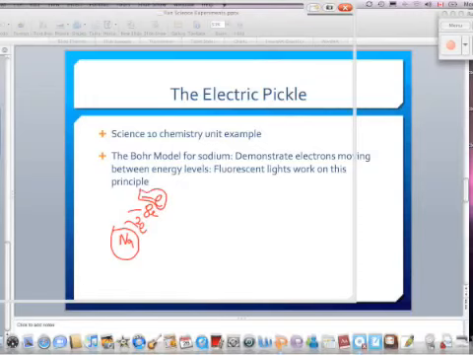he gains energy, and he actually jumps up to the next energy level that doesn't normally exist with sodium. And when that electron eventually falls back down, it gives off a photon, which is light. That's why the pickle lights up, and that's also how fluorescent bulbs work.